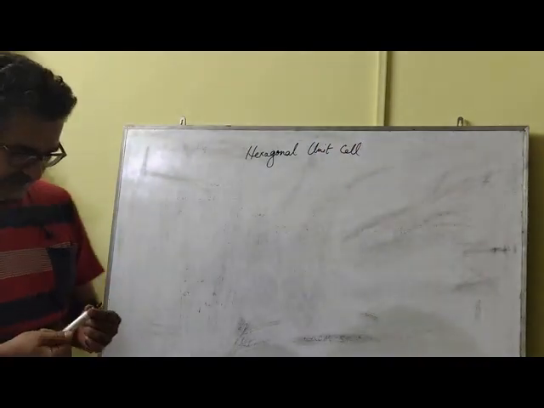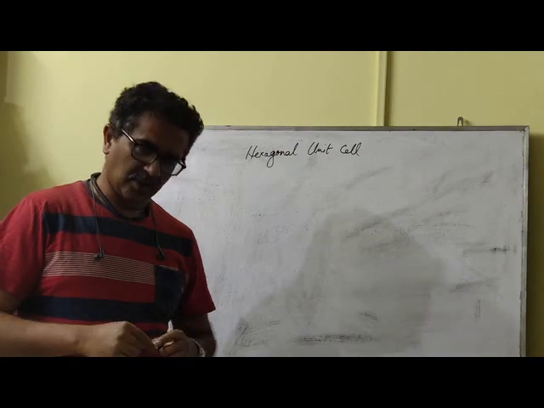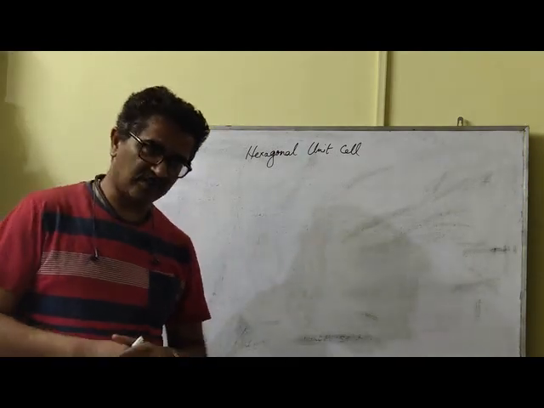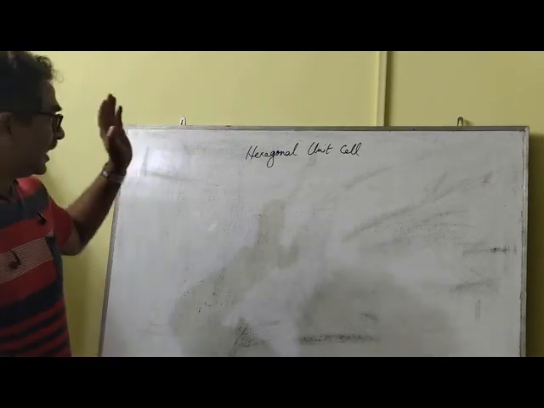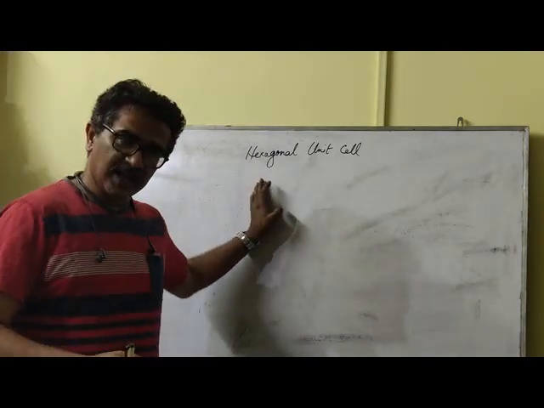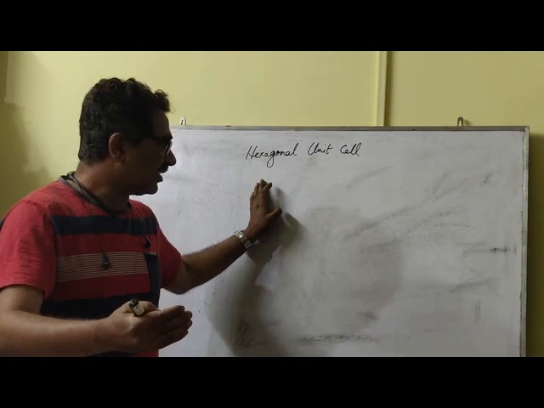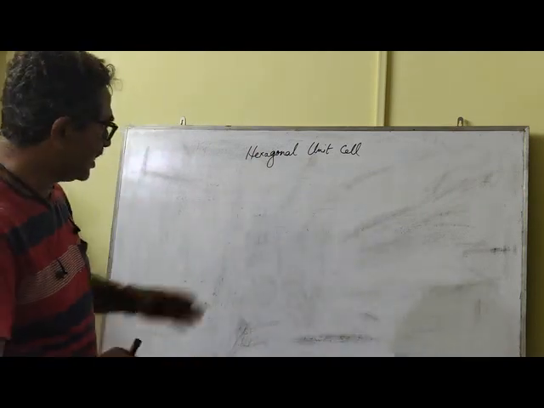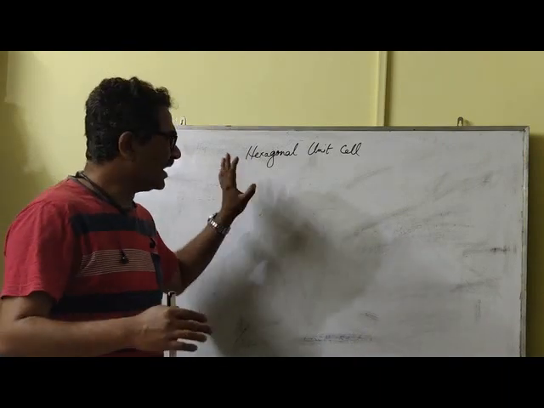Now you have already seen, according to the different arrangement of atoms, there are 4 categories of unit cell. Now this one is slightly different compared to the unit cells which you have learned in the prior videos. So here we are going to discuss only the hexagonal unit cell.